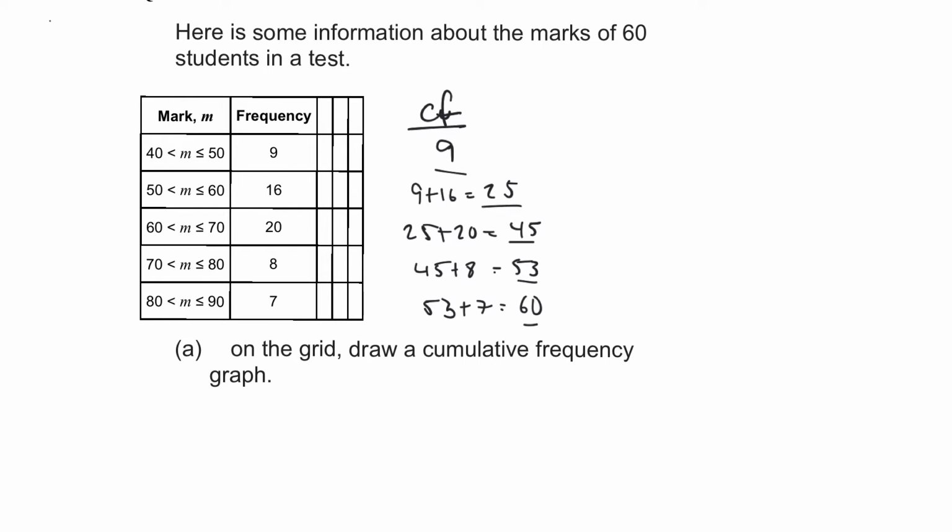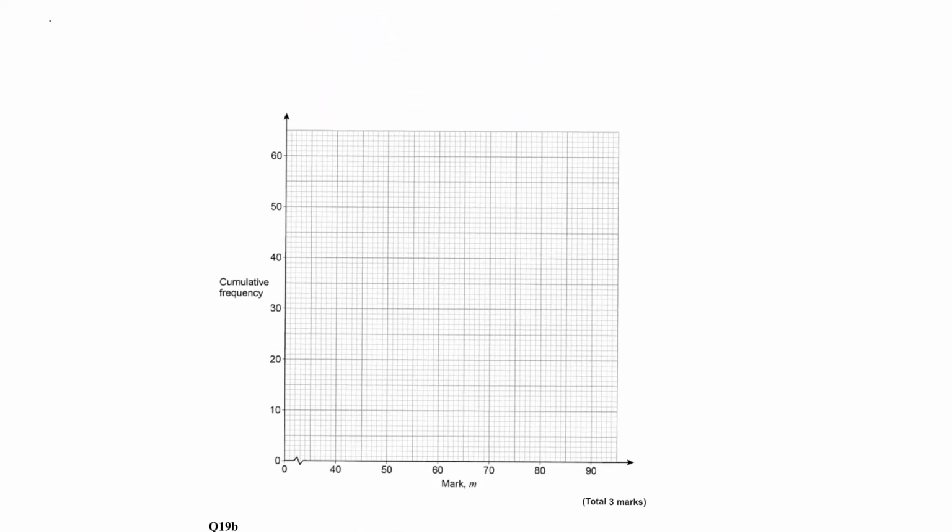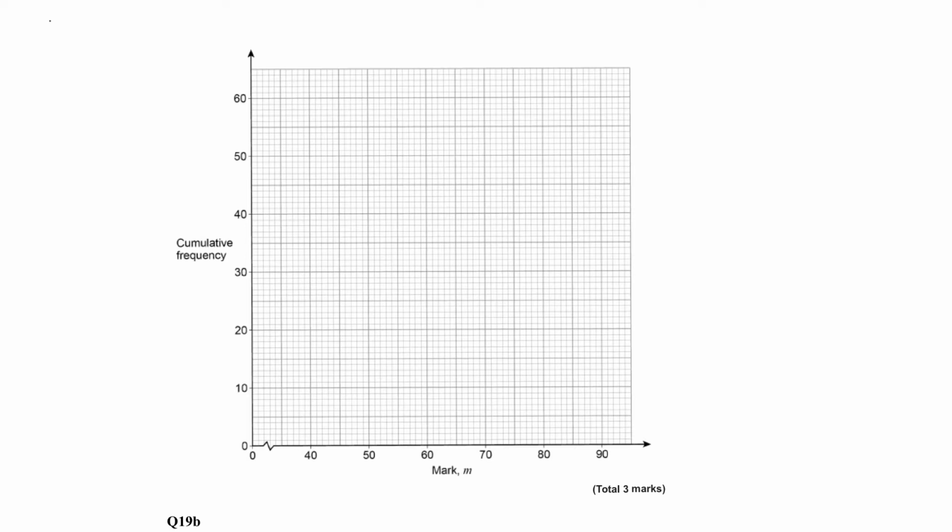So we need to plot them on. Always remember with cumulative frequency, you're plotting from the higher end of the ranges. So at 50, we plot the 9, not at 40, at 50. Then at 60, we're going to plot the 25. At 70, we're going to plot the 45. At 80, we're going to plot the 53. And at 90, we're going to plot the 60.